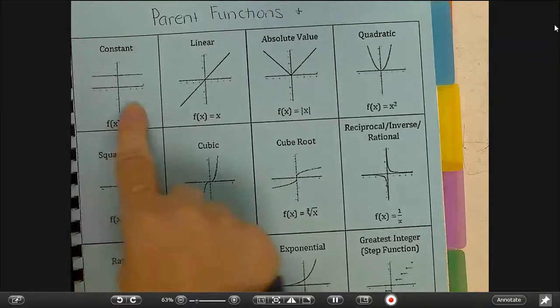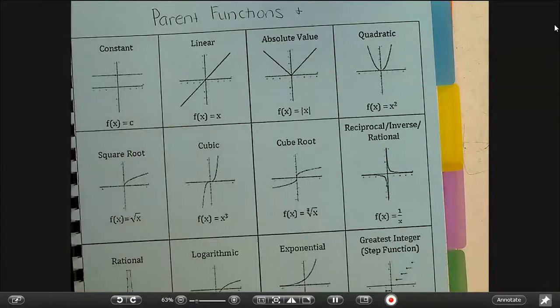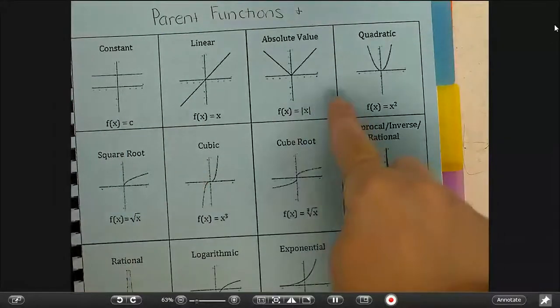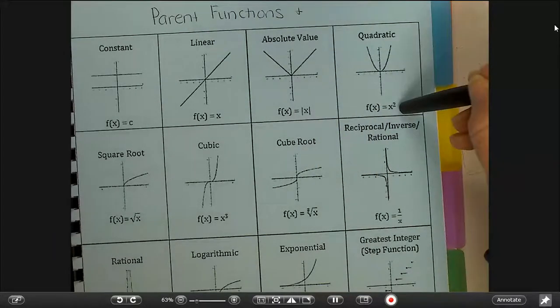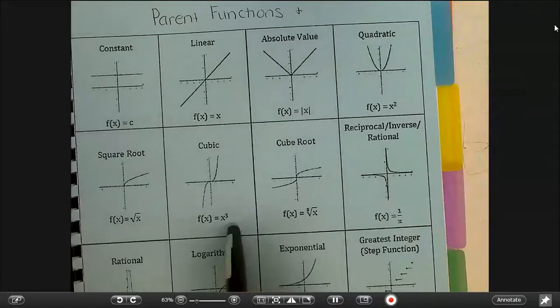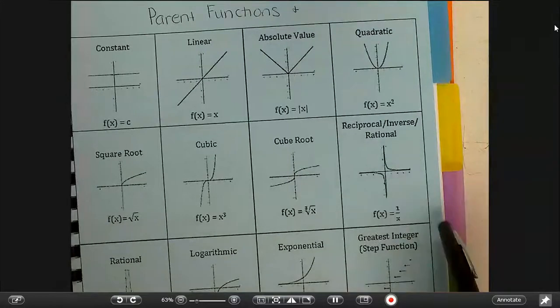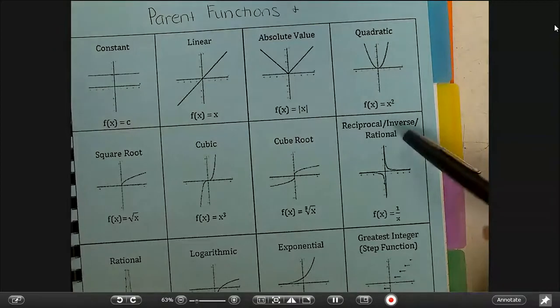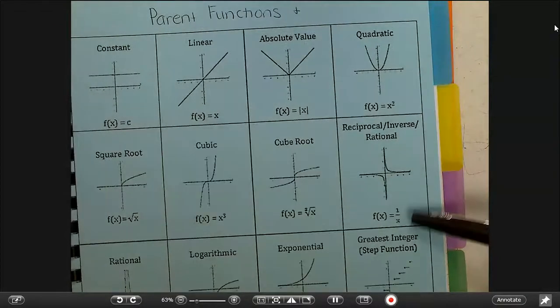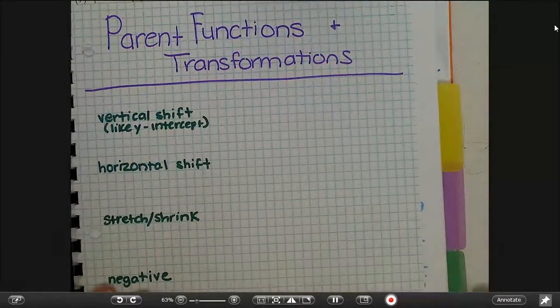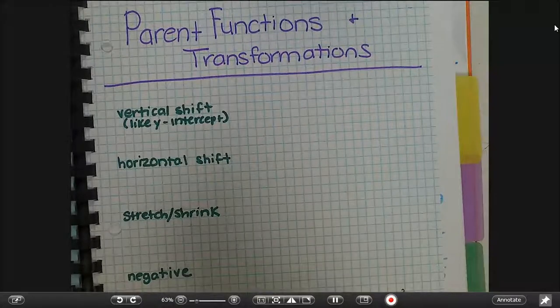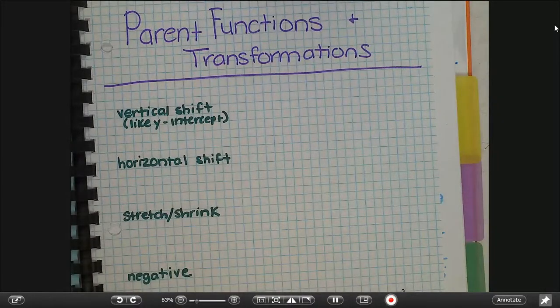So the constant parent function and the linear function, we've done so much with that back in the day. But today we're going to review the quadratic, so the ones with x squared, the cubic, x cubed, and this one has multiple names, but since we've been working on rational expressions, we're going to call it rational, which is just a fraction version with x in the denominator. So just a review of things that you would have learned in Algebra 2, with some fancy names, just in case you didn't learn those.